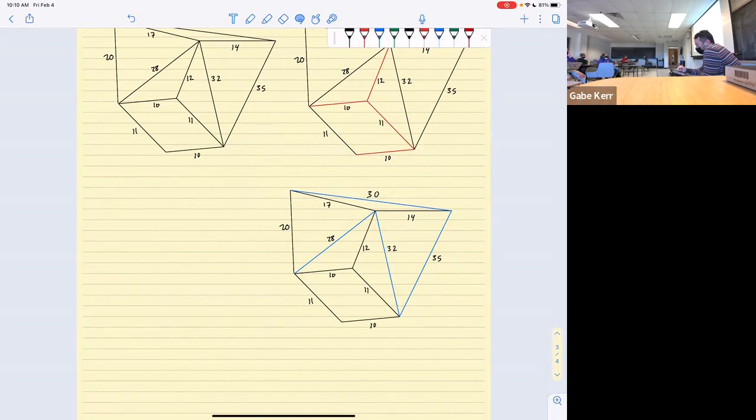I think 20 is the next most expensive one. But if I chose 20, I would get a circuit, right? So similarly, 17 would also be the next in line, but if I chose 17, I would get another circuit. If I chose 17, I would have this circuit here. Similarly, 14, which is next in line, would give me a circuit. So I can't choose any of those.